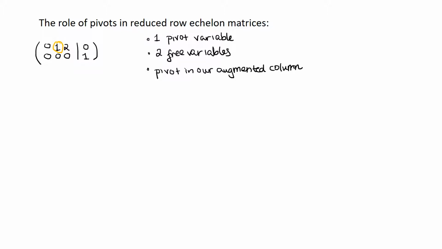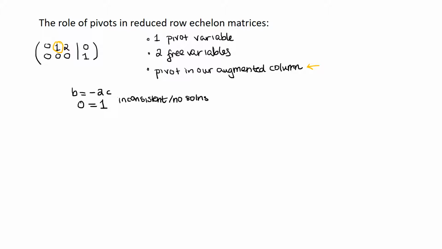And when we write out our system, we see that b is equal to negative 2c and that 0 is equal to 1. So this system, from having a pivot in our augmented column, we can see is inconsistent. So there's no solutions. And this is because no matter how I choose a, which can be anything, b and c, there's just no getting over this 0 equals 1.